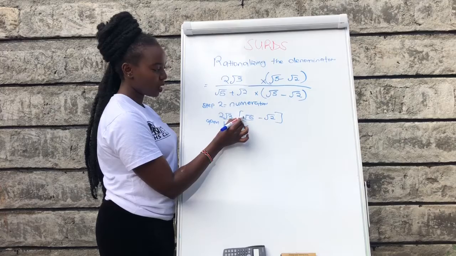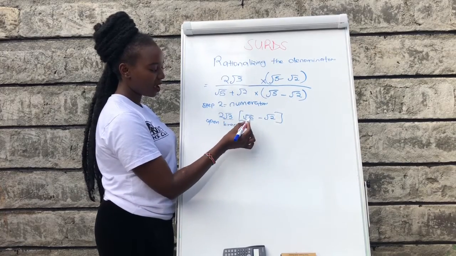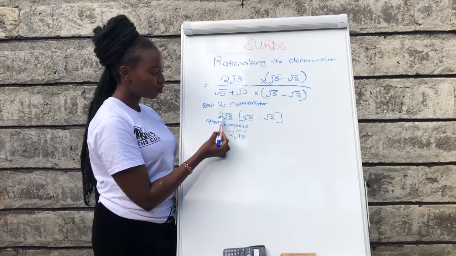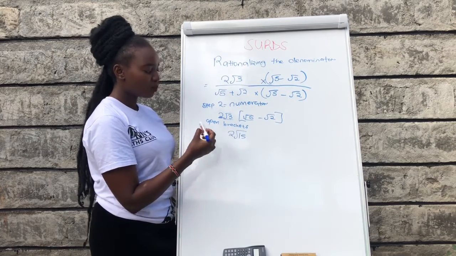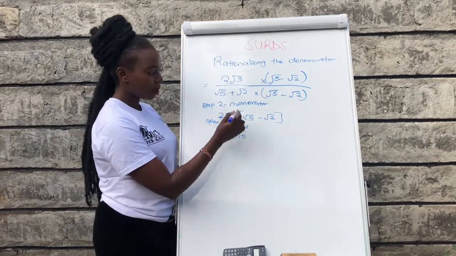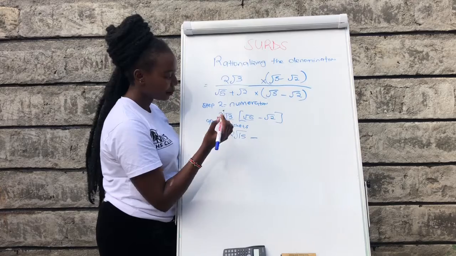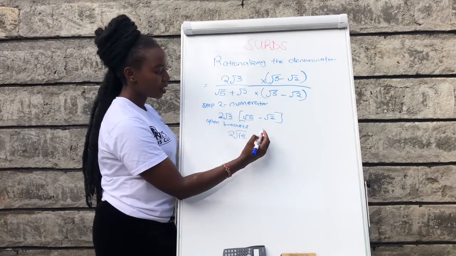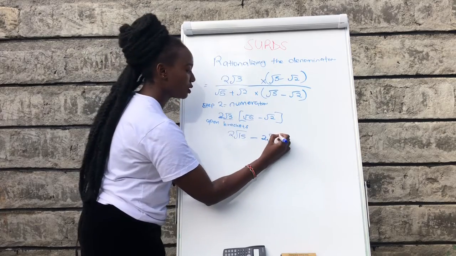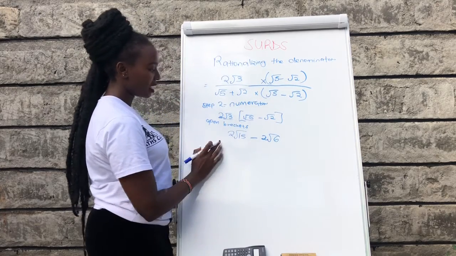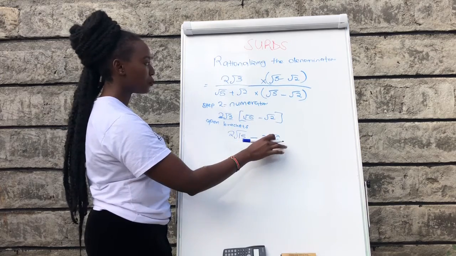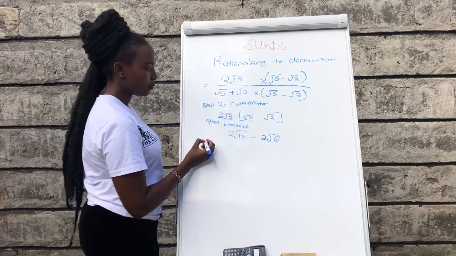Because here it's 2 times 1, 2, 3 times 5, 15. So you multiply the outside ones, the rational ones, together. Then you multiply the irrational ones together. That is how you multiply them. Then you come here, there's a negative sign. Again, 2 times 1 becomes 2. 3 times 2, 6. So root 6. So your numerator, this becomes the answer for your numerator, 2 root 15 minus 2 root 6. So now let's go on the denominator.